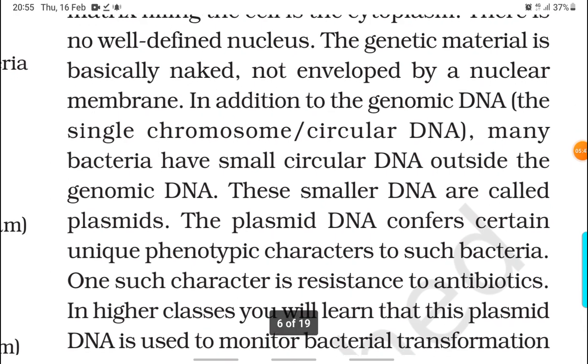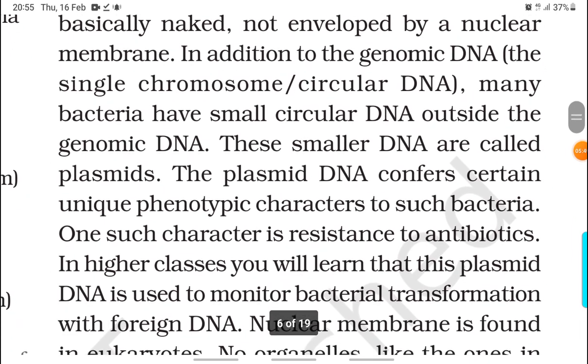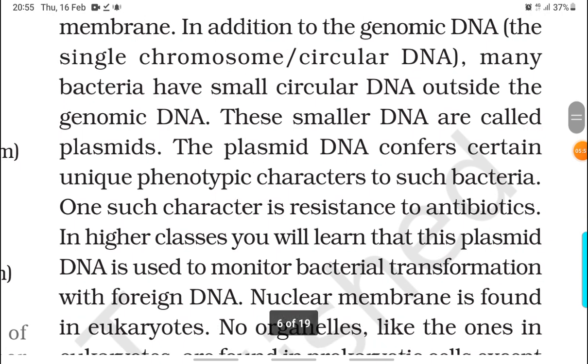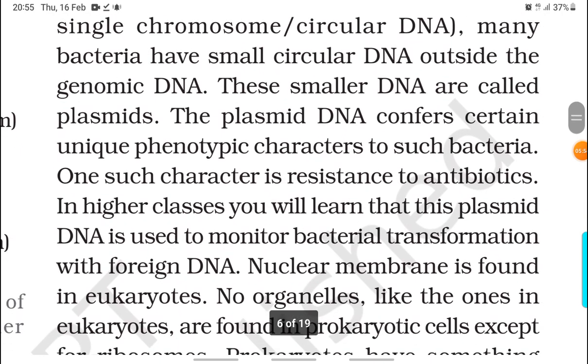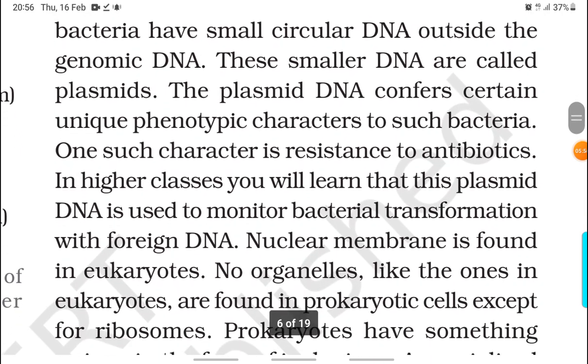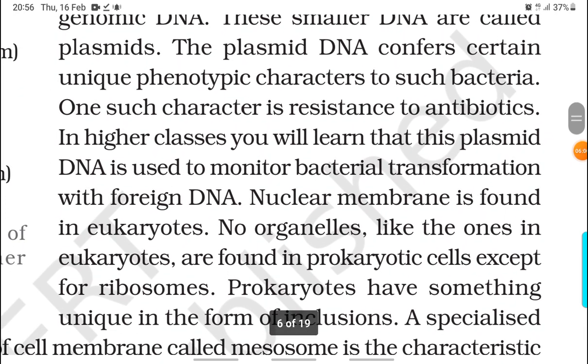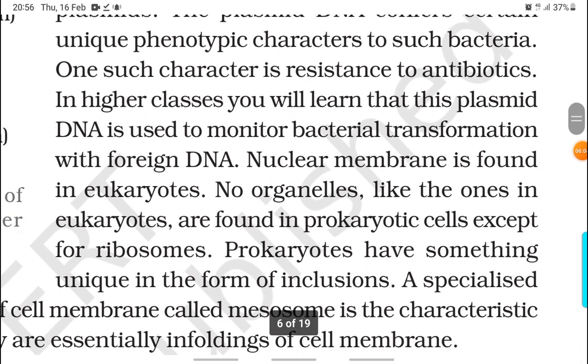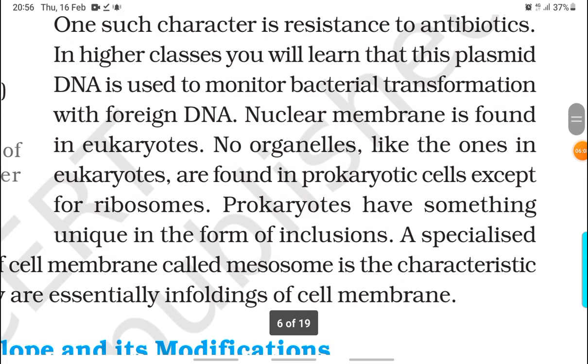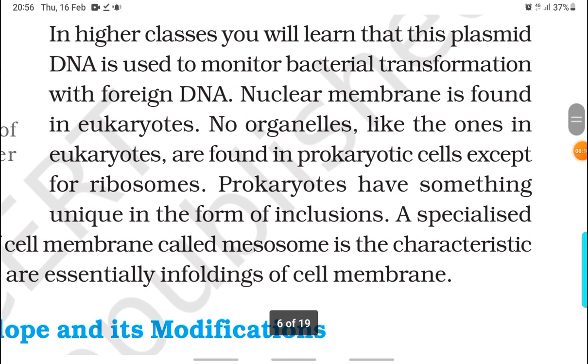In addition to the genomic DNA, the single chromosome or circular DNA, many bacteria have small circular DNA outside the genomic DNA. These smaller DNA are called plasmids. The plasmid DNA confers certain unique phenotypic characters to such bacteria. One such character is resistance to antibiotics. In higher classes, you will learn that this plasmid DNA is used to monitor bacterial transformation with foreign DNA. Nuclear membrane is found in eukaryotes.